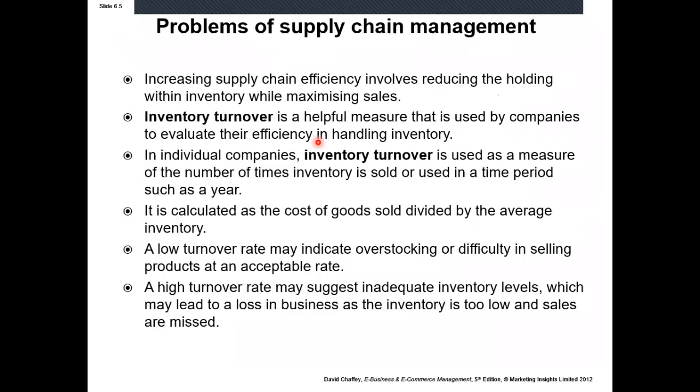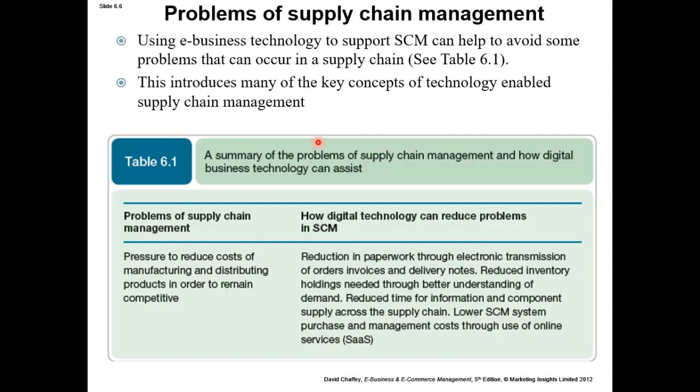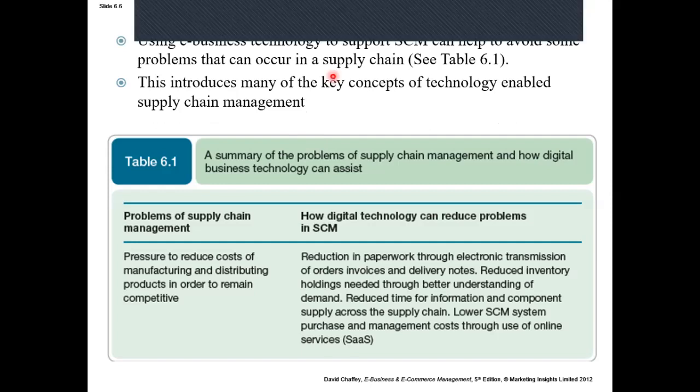Also, we talked about certain problems of supply chain, right? There we talked about this concept of inventory turnover, which is very important because management of inventory is very crucial for successful management of supply chain, right? Then we related certain common problems that we find in a traditional firm when it comes to supply chain management.